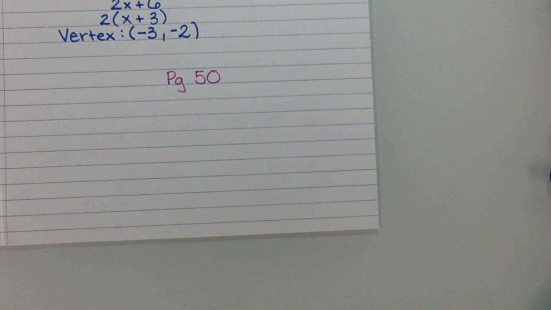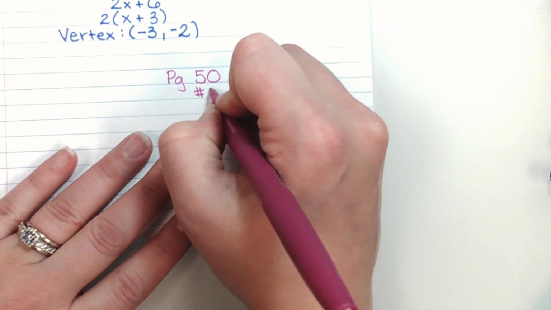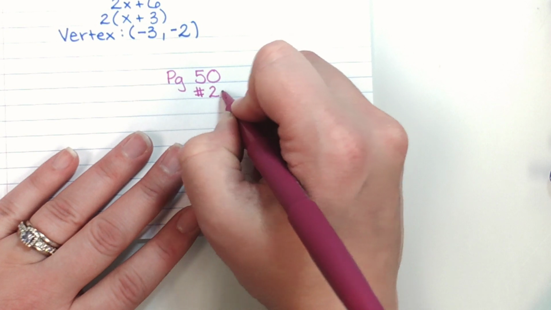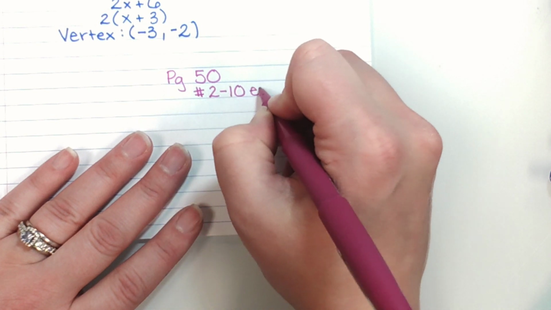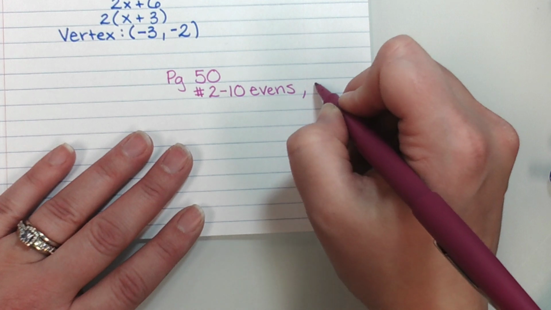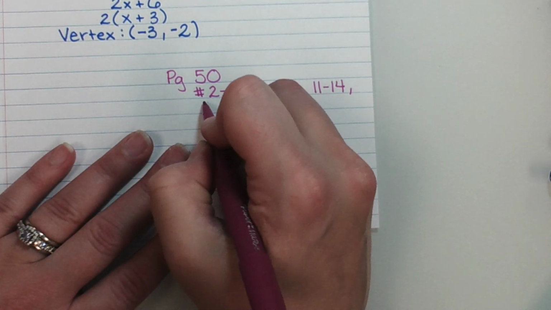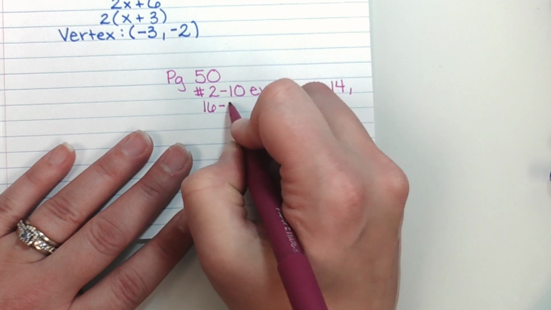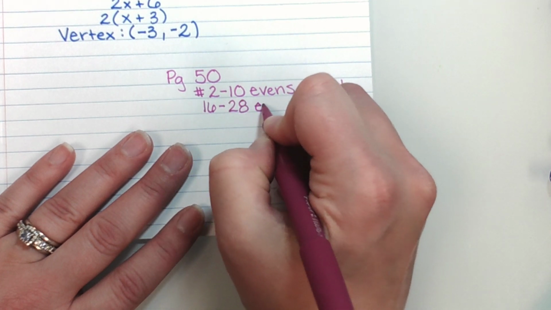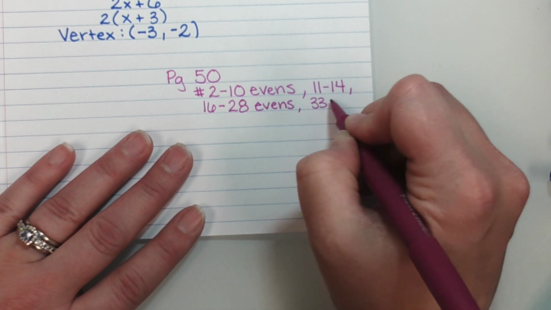Okay, homework's on page 50. It is really broken up into small sections, so it's going to look a lot longer than what it actually is. 2 through 10 problems, these ones are the evens. 11 through 14 is another little section. 16 through 28 is also evens. And 33 through 38.